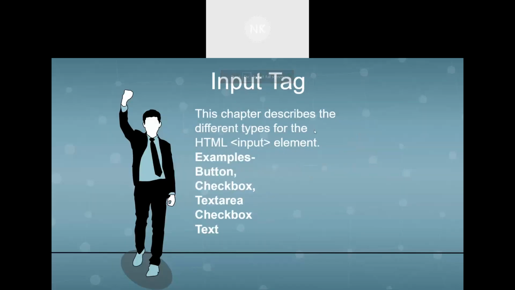So the input tag. Now we are coming to how to take input from a user in a web page. We use the input tag for that. This chapter describes the different types of HTML input element. You might want input in different types, for example button, checkbox, text area, and then text, the normal text. It will also validate the type of input. If the user provides a wrong input, then it doesn't accept that.